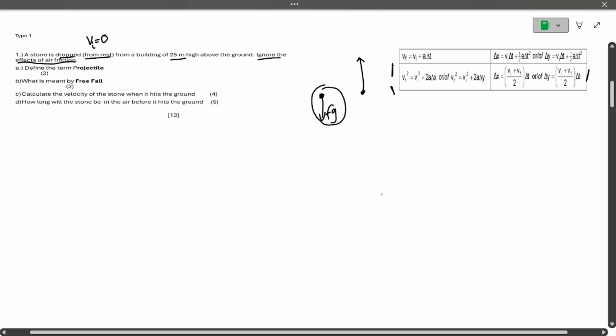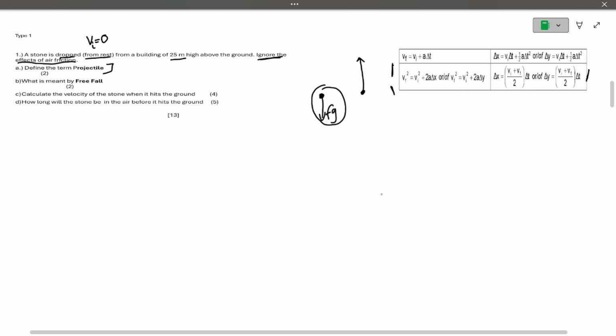That's why they are saying we must ignore what? Air friction. So what's a projectile? A projectile is an object that has been given initial velocity and moves under the influence of gravitational force only. Now what is free fall? Free fall is the motion in which the only force acting on an object is gravitational force. So, and then let's go through this one. Calculate the velocity of the stone when it hits the ground.